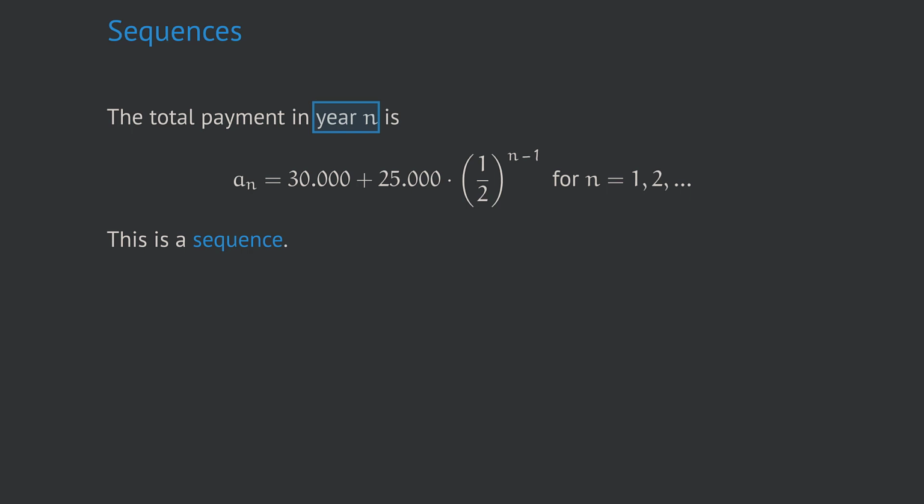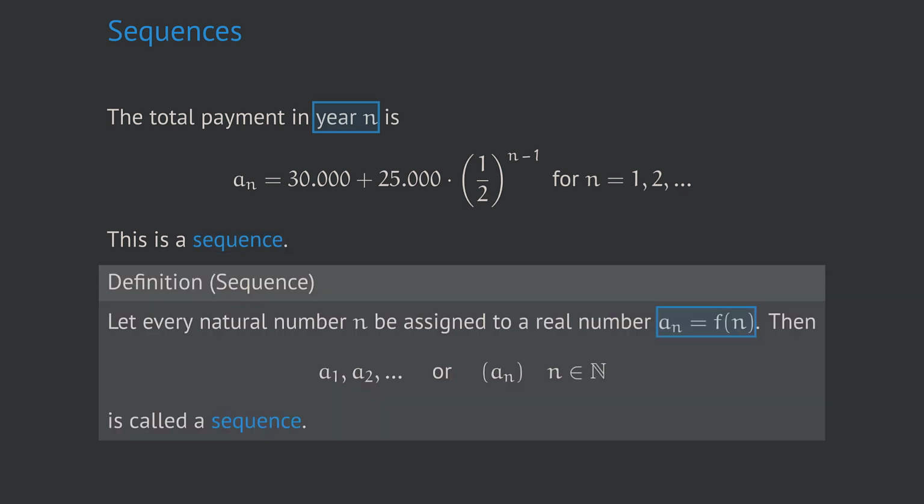A rule like this is called a sequence, which is short for sequence of numbers. This is the precise mathematical definition of a sequence. It is a mapping from the natural numbers n to the real numbers. To each natural number n, we assign a real number which we call a_n or f of n. Then we call the infinite list of numbers a_1, a_2, a_3, and so on a sequence. An alternative way to write down the sequence is to put a_n into brackets, followed by n element of N.